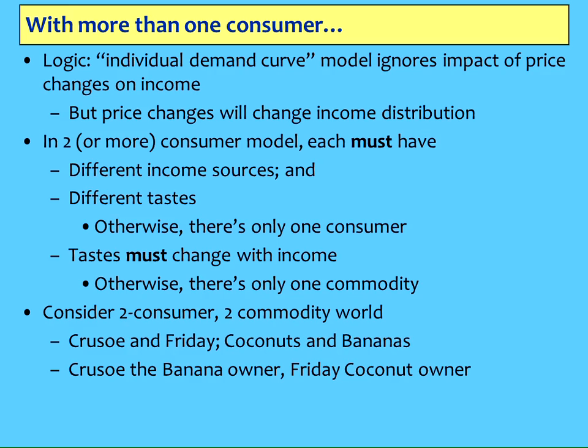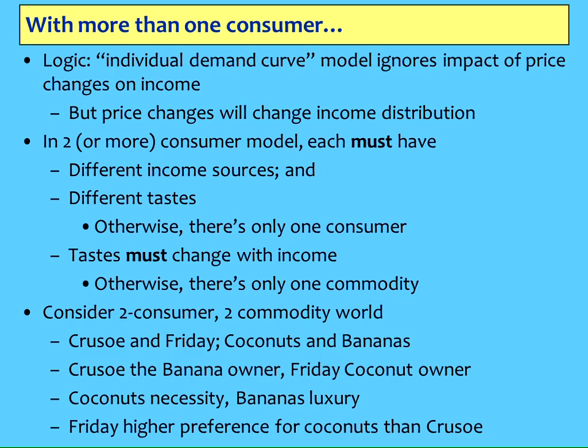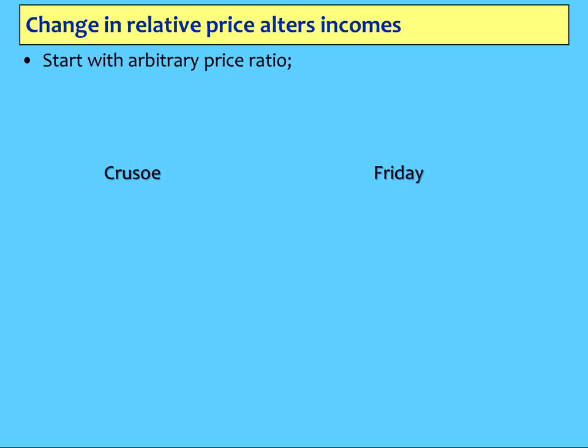We now put up an income distribution, which is what all this comes down to mattering about. Well, let's go back with a little example here. Crusoe, banana owner, Friday, coconut owner. Coconuts is a necessity, bananas are the luxury. And Friday, as it happens, has a higher preference for coconuts than Crusoe does. Let's start with an arbitrary price ratio.